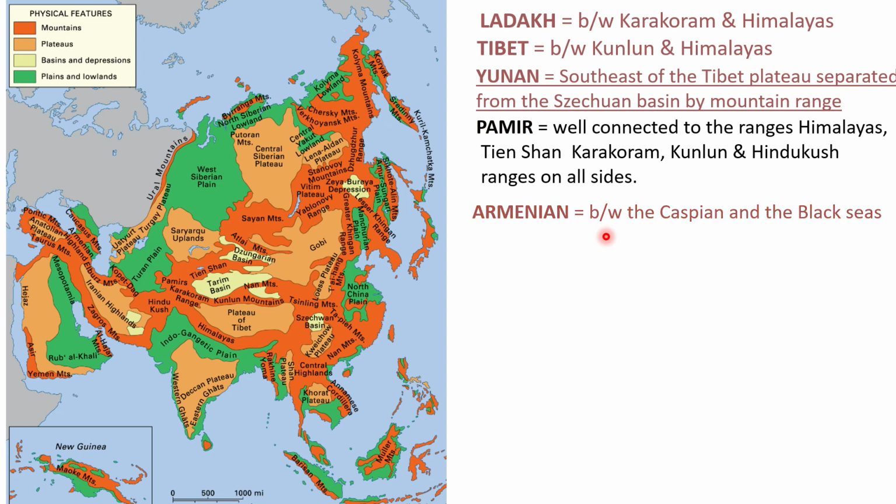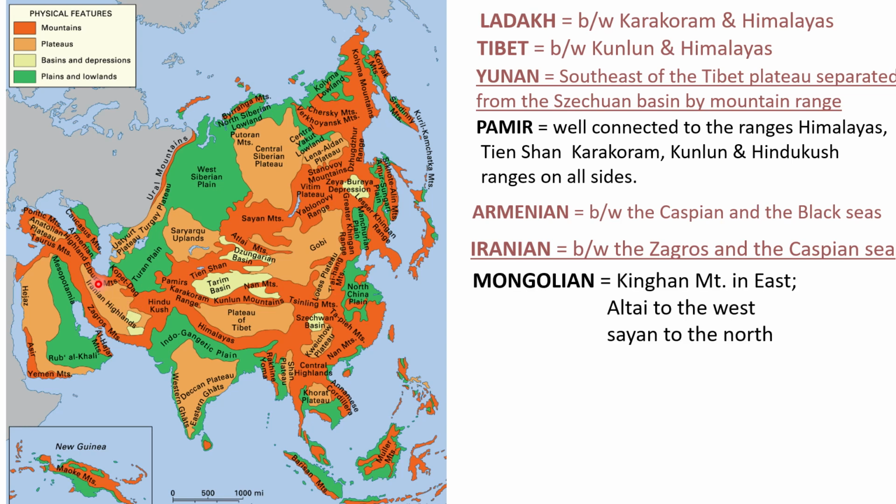Another is Armenian Plateau, which is also present in the central mountain regions. Iranian Plateau is present in the southern plateau part. Iranian Plateau is present between the Zagros and Caspian Sea. This is the Caspian Sea, and this is the Zagros mountain ranges. And in between the region is Iranian Plateau or Iranian Highland.